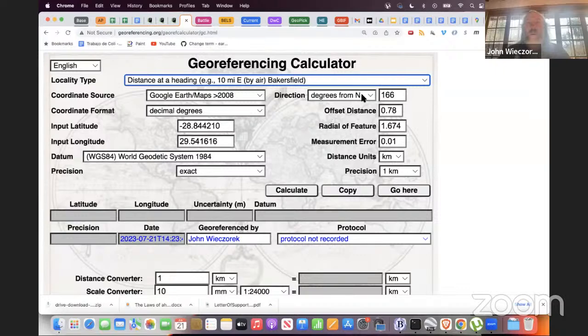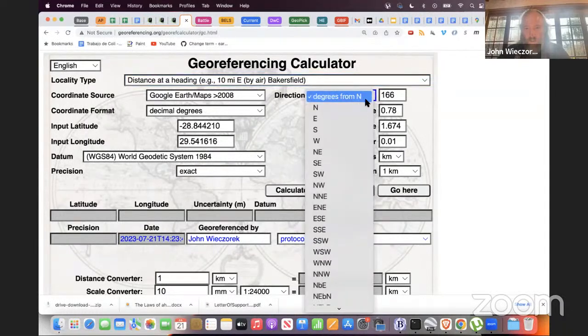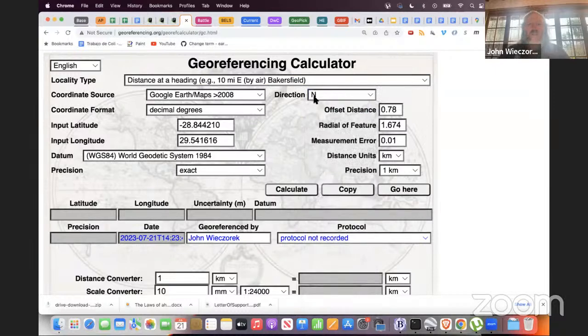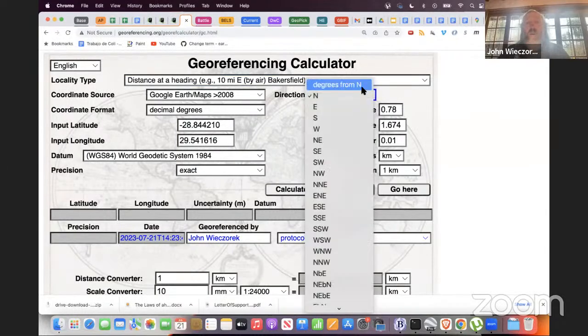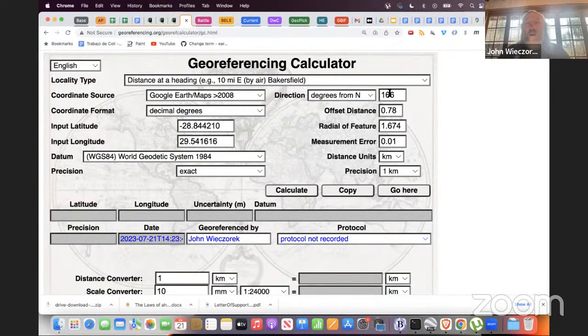This time, we're doing degrees from north. And when we do that, a new box shows up here. Let me show what happens if I just said north. If I said just from north, there is no box here to enter the direction precision, or the specific direction in degrees rather. Instead, if I pick degrees from north, now I have the option to put in 166, which is what was in our description.